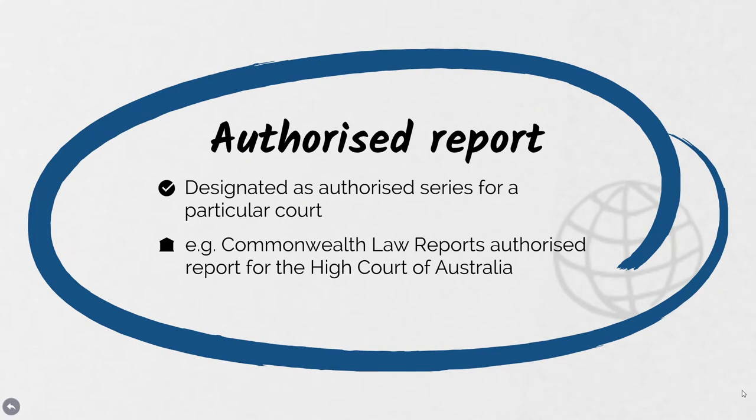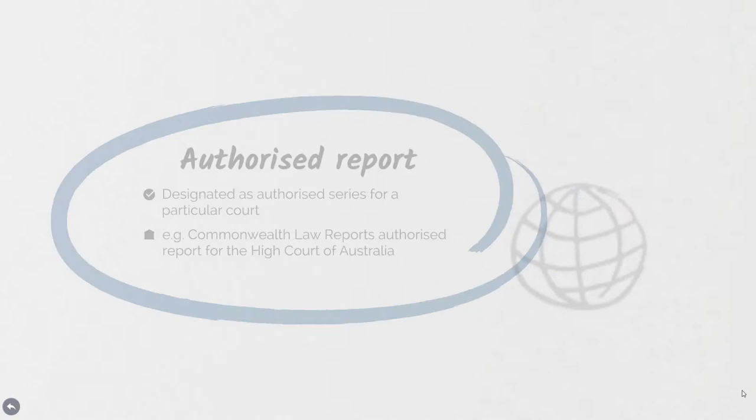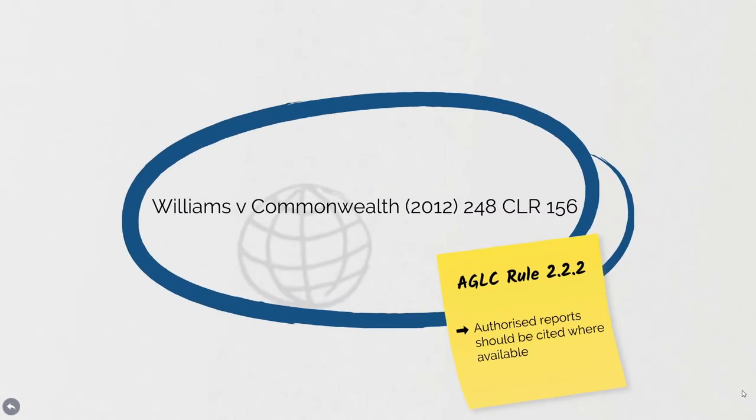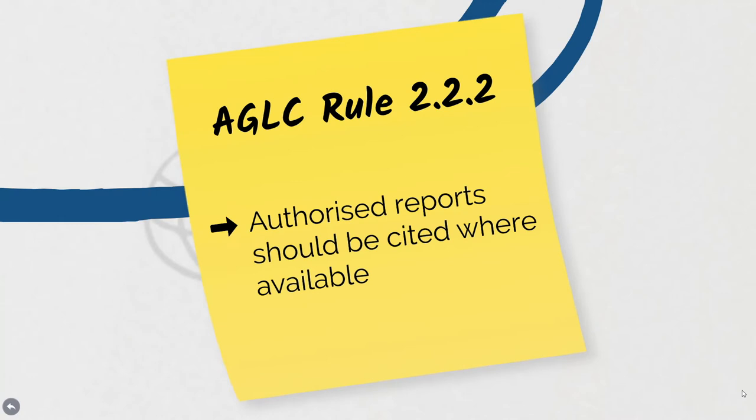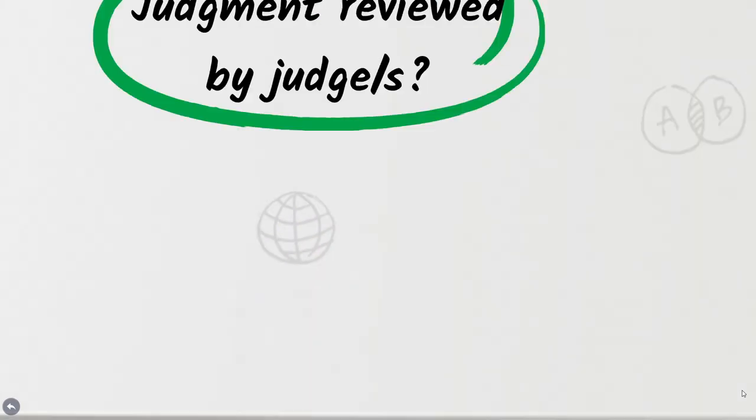For example, the Commonwealth Law Reports is the authorised law report series for the High Court of Australia. This citation was published in the Commonwealth Law Reports and is therefore an authorised report. When citing a case, AGLC states that if a judgment has been published in an authorised report, that should be the series that is cited.